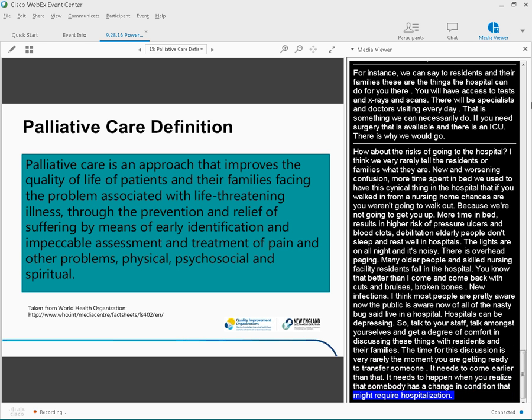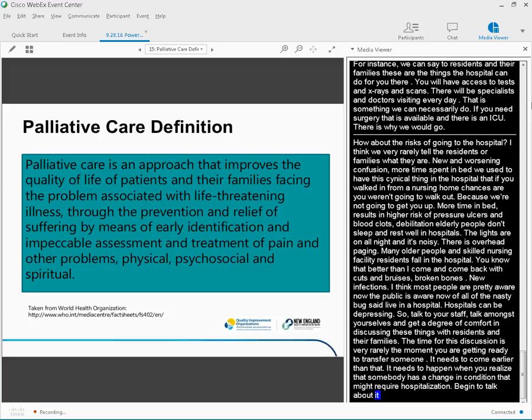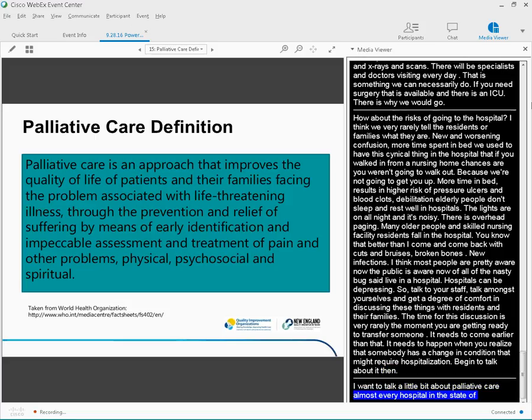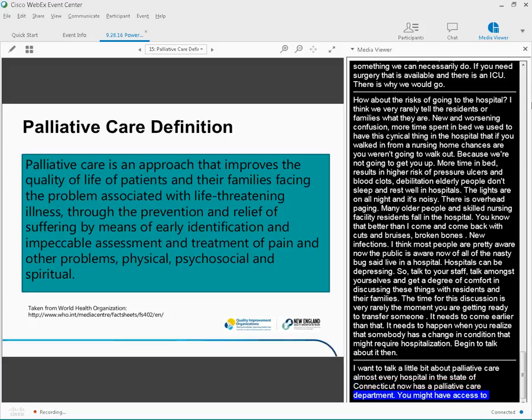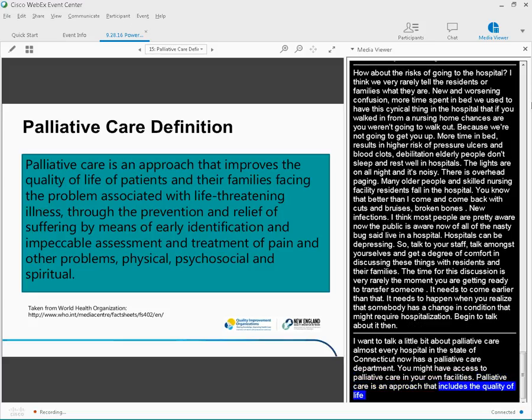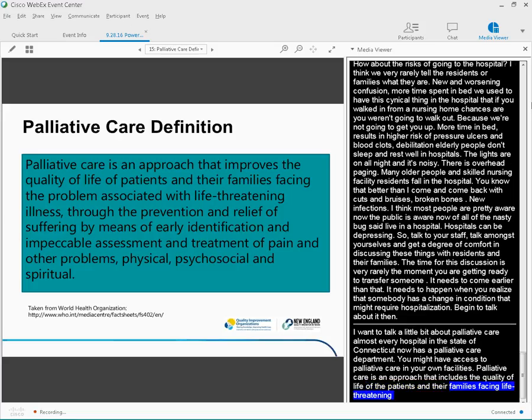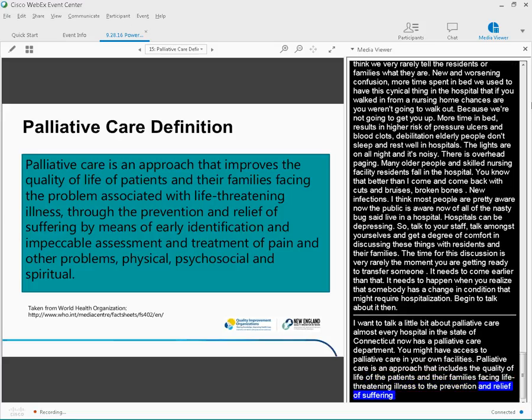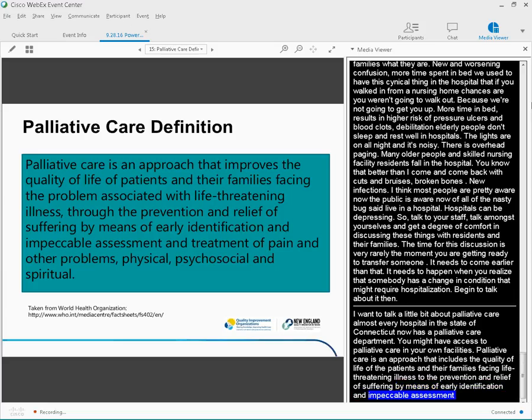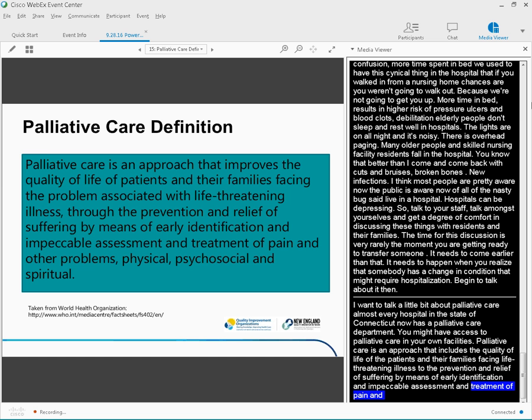I want to talk a little bit about palliative care. Almost every hospital in the state of Connecticut now has a palliative care department. You might have access to palliative care in your own facilities. Palliative care is an approach that improves the quality of life for patients and their families facing life-threatening illness through the prevention and relief of suffering by means of early identification, impeccable assessment, treatment of pain and other problems, physical, psychosocial, and spiritual. That's the World Health Organization's definition of palliative care.